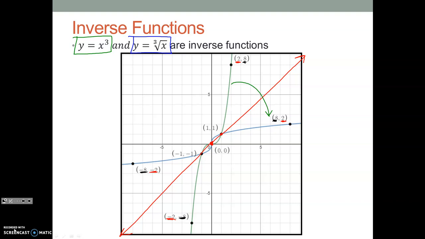They are flipped based on this line here. Okay, they are symmetric about that line y equals x. But the most important thing that we need to know about inverse functions is that your x and y are flipped. X and y are flipped.